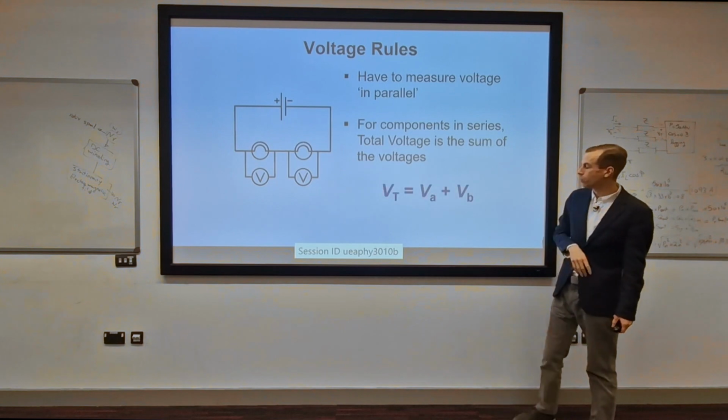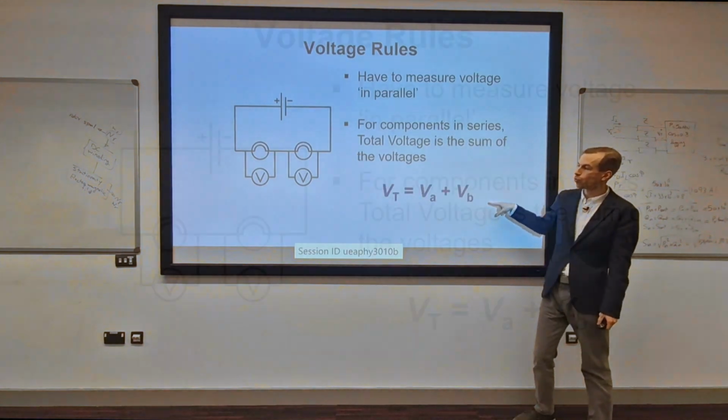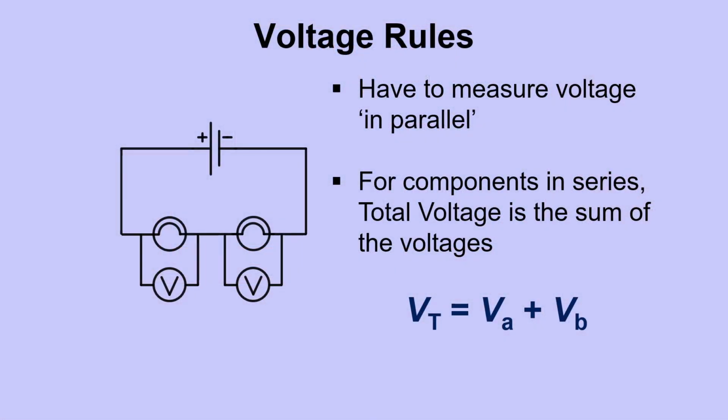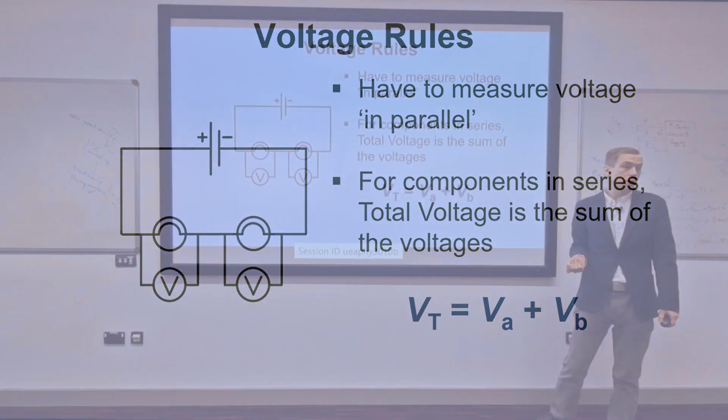So if we're thinking about voltage in series, this is the relationship for how to combine voltage. So the voltage drops as we go from one component in series to the other. So that's the basic setup for voltage in series.